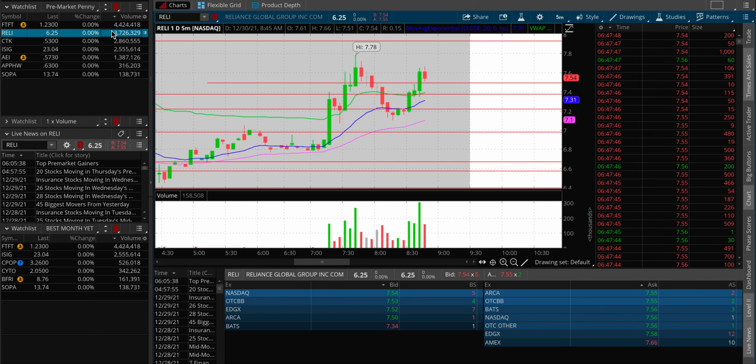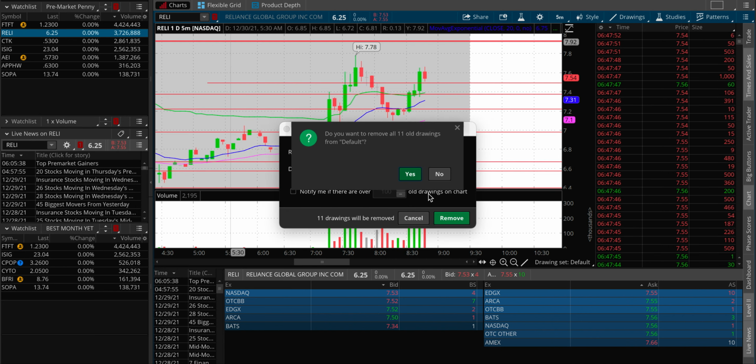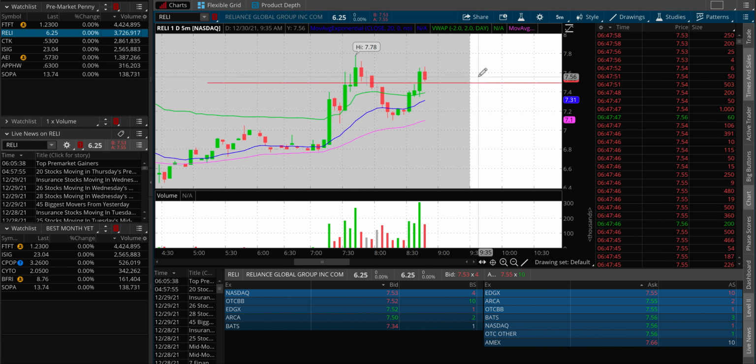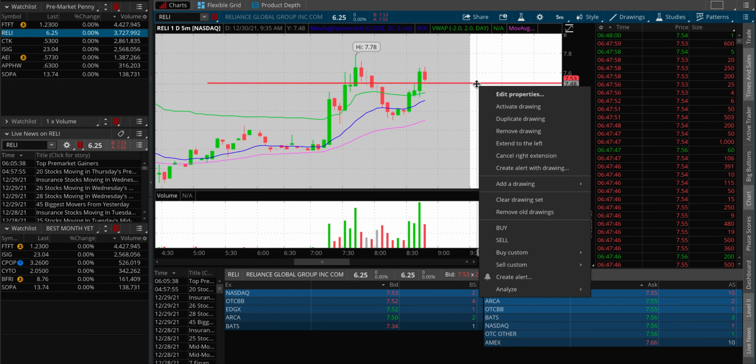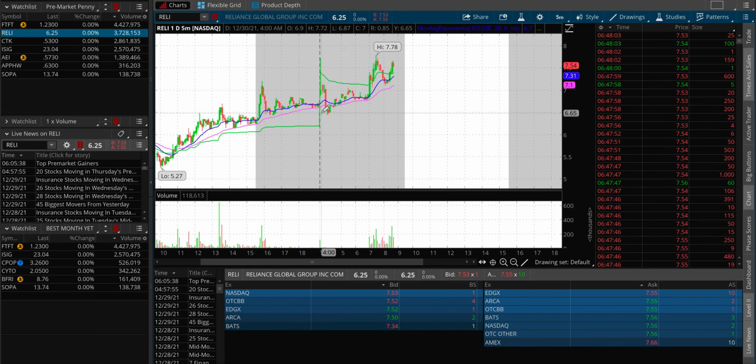The next one is RELI. This one has been popping on the scanner this week. So it has definitely been having a lot of momentum. Let's see what we can chart out this morning.